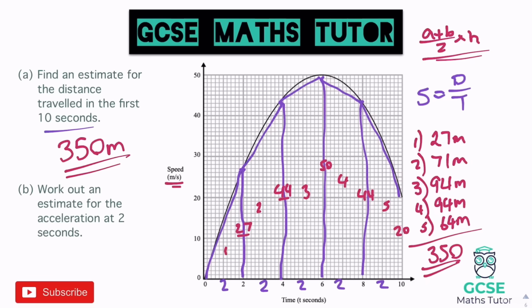Okay, so one more thing that we could have a look at on here, and it's part B. It says work out an estimate for the acceleration at 2 seconds. Now this is a bit awkward to do on the same graph, but what I'm going to do is just get rid of some of the drawings here around the 2 second mark. Now in order to get an estimation for the acceleration, we've got to draw a tangent at this point here, and that can be awkward.